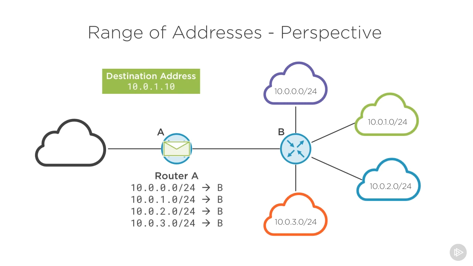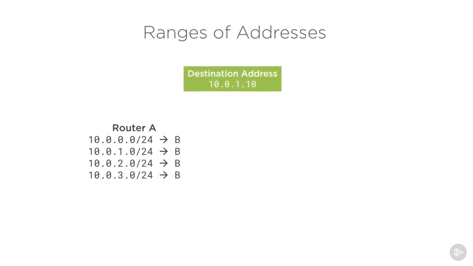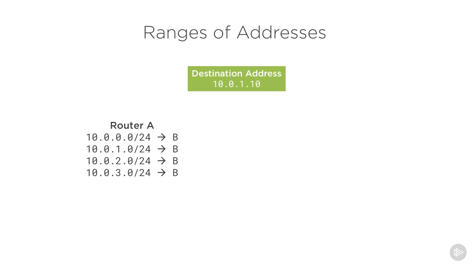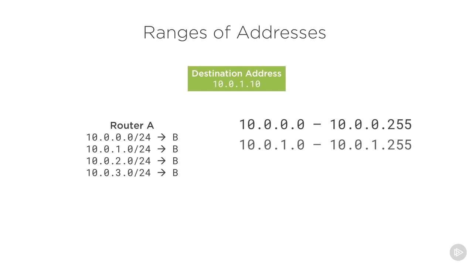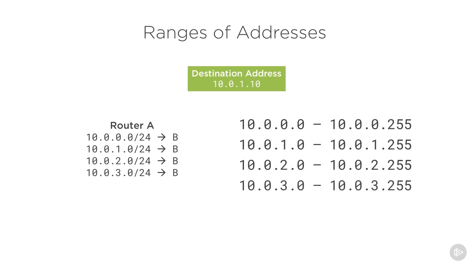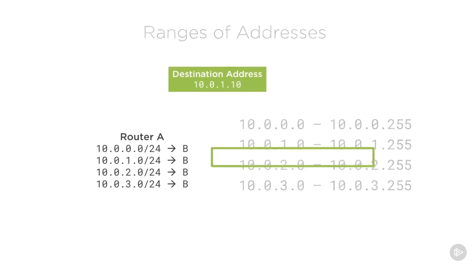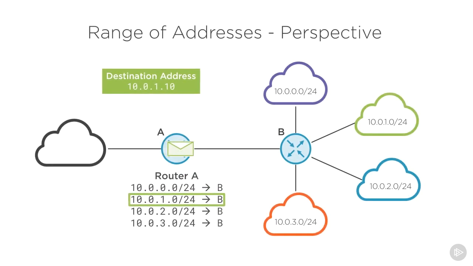Well, let's assume that on router A, we have 4 static routes configured, one for each one of our 4 networks connected to router B. What happens then is we do a route table lookup. The route table lookup is effectively going to treat each one of those subnets as a range of addresses, and it's going to find out which range of addresses match our destination address. So here, network 10.0.0.0 again is 10.0.0.0 through 10.0.0.255. 10.0.1.0 through 10.0.1.255, 10.0.2.0 through 10.0.2.255, and 10.0.3.0 through 10.0.3.255. Now this address of 10.0.1.10 matches the second network in our list here.